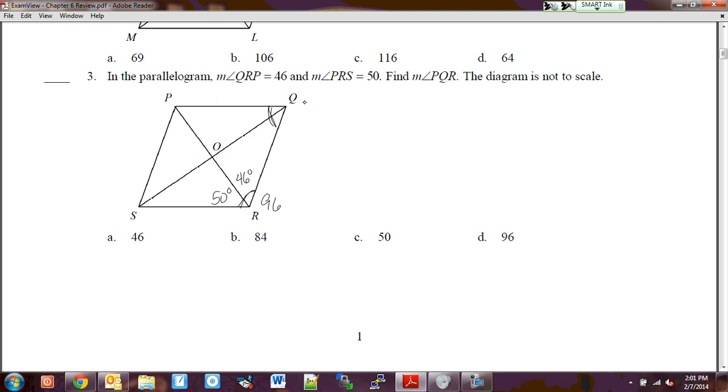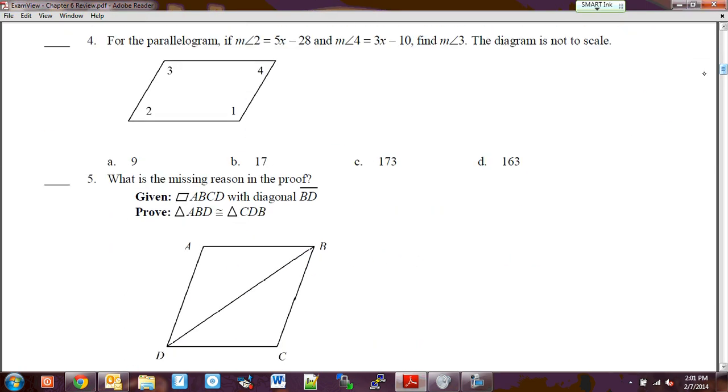This angle up here is 84 degrees. All right, 84 degrees. Because remember, both of these angles here are supplementary. Because in a parallelogram, consecutive angles like this are supplementary. All right, let's keep going.